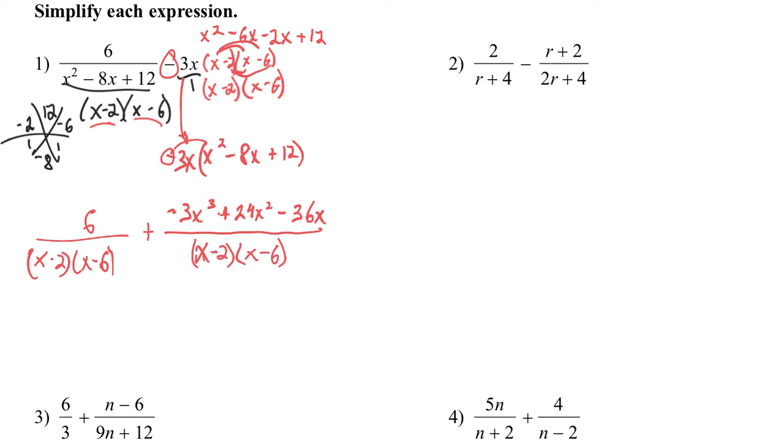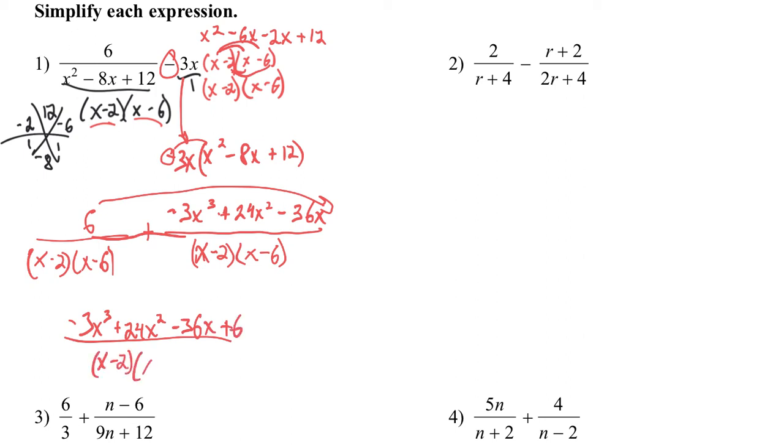So now that the denominators are the same, we can combine them into one fraction and just combine any like terms that are on top of this. So if we just think of this as one fraction and add any like terms, that 6 doesn't have anybody to combine with over here, so I'm just going to put it at the end. So I have negative 3x cubed plus 24x squared minus 36x, and then plus 6. And it's all over x minus 2 times x minus 6. Okay, so there would be our simplified expression. We're not going to worry about any excluded values for this.